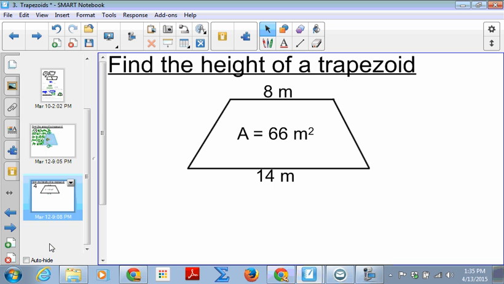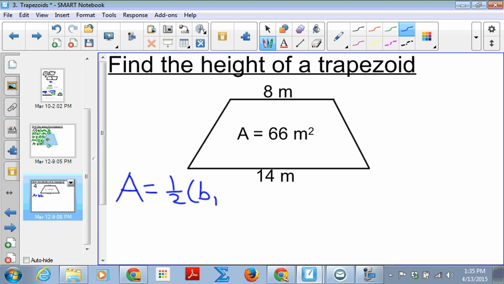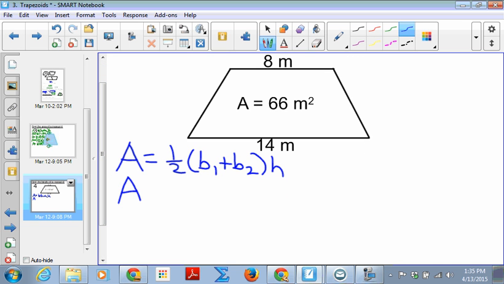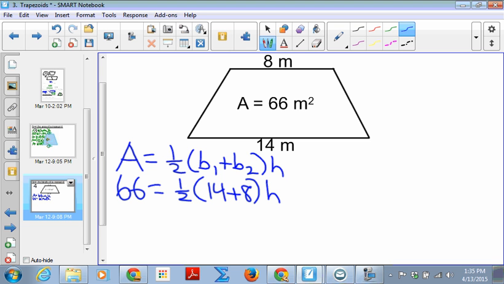Well, let's work backwards and do this as well. And again, here's why writing the formula out is really, really important. So we know we have this formula. Area is half times base 1 plus base 2 times the height. We're told the area here is 66. So I'm just going to go ahead and sub that right in. Half is a half. Base 1 is 14. Base 2 is 8. You can reverse those, it wouldn't matter. We do that times the height.